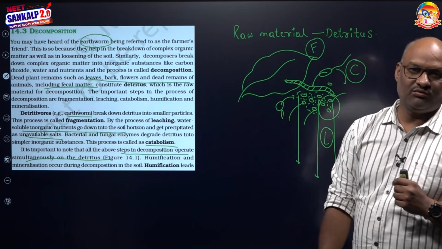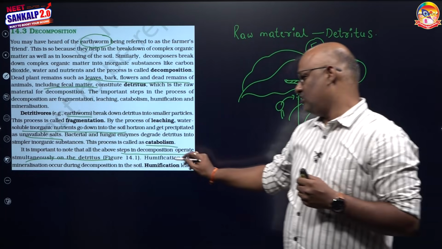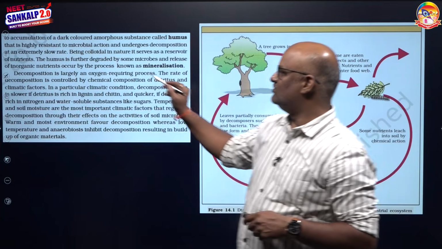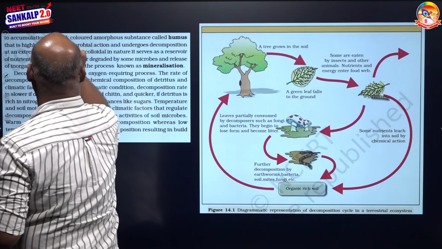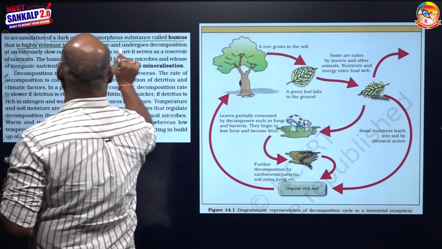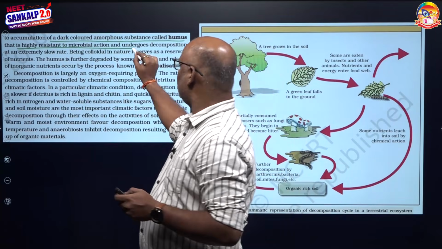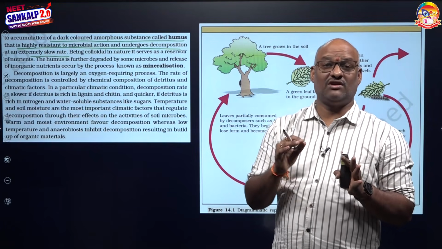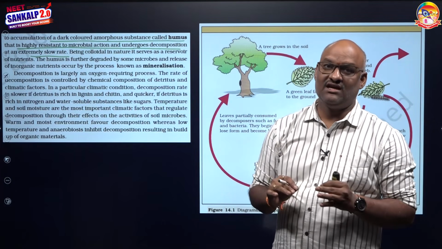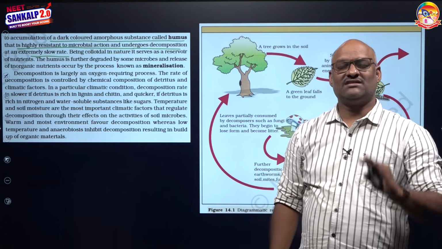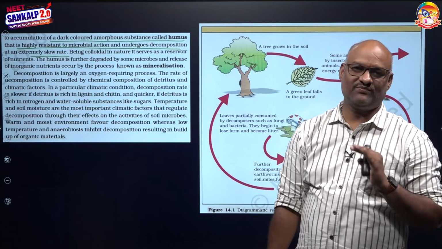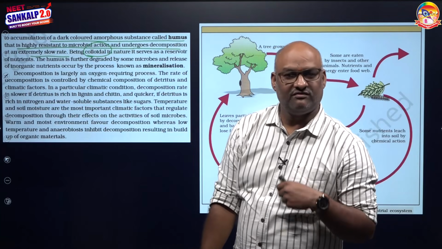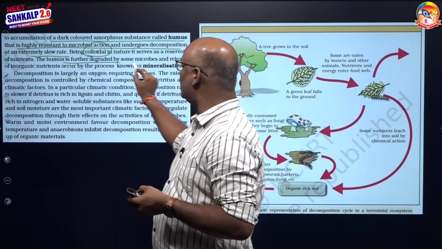In catabolism, we now have two more steps, humification and mineralization, occurring during decomposition. What is humification? Humification leads to accumulation of a dark colored amorphous substance called humus that is highly resistant to microbial action and undergoes decomposition at an extremely slow rate. This humus is an amorphous, powdery substance formed on the surface of the soil, very dark in color. This humus is colloidal in nature, so it is a reservoir of many nutrients, and it is further degraded by the microbes.